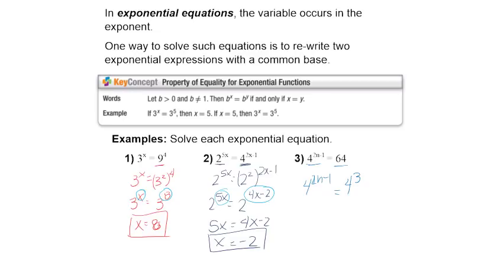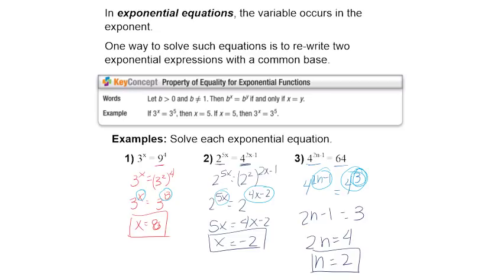So I could set these two things equal to each other. Oops, I circled the whole thing. I just meant the exponent. So I have 2n minus 1 is equal to 3. So 2n would be equal to 4, or n would be equal to 2.